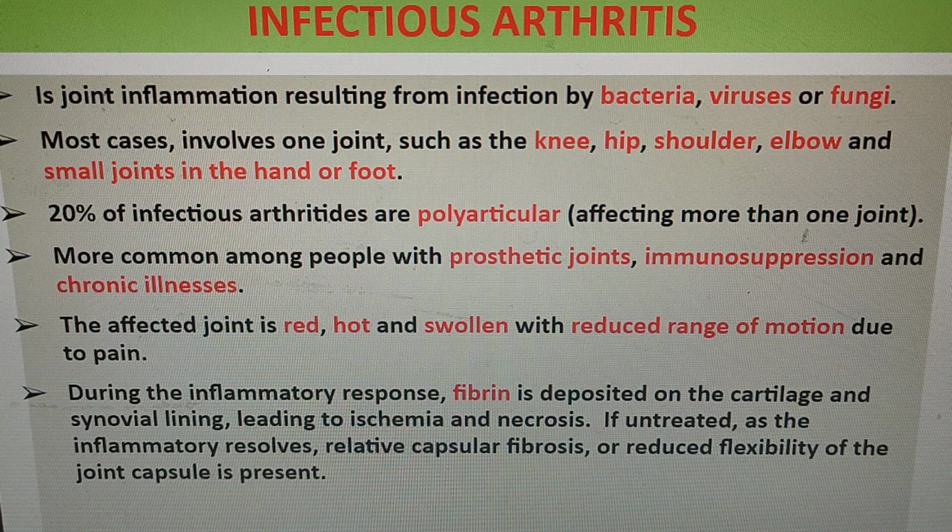The affected joint is red, hot, and swollen with reduced range of motion. Again, the movement is reduced on this joint due to pain. During the inflammatory response, fibrin is deposited on the cartilage and synovial lining, so it's inside the joint, leading to ischemia and necrosis. Ischemia, lack of oxygen; necrosis, the area is getting gangrene, like it's going to be dead tissue.